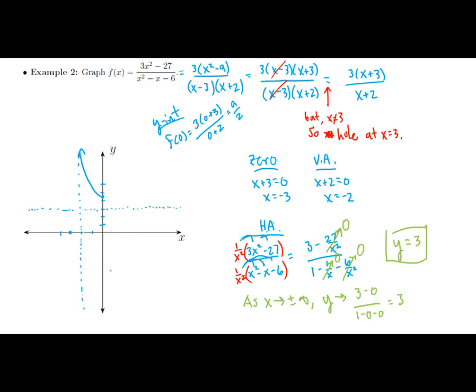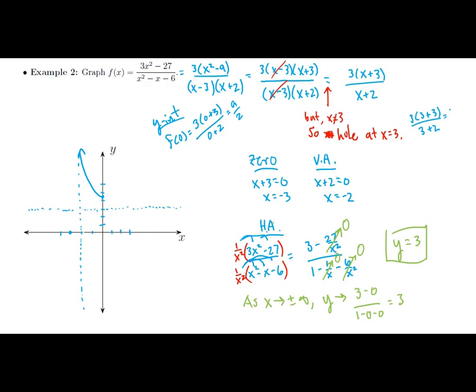So to know precisely where to place that hole, what we should do is plug in 3 into this formula, right? We know you can't plug 3 into the original, but if we plug it in here, that'll essentially tell us if there wasn't a hole there, what should be there? What y value should we be at? So for my hole here, I'm going to say 3 times 3 plus 3 divided by 3 plus 2.